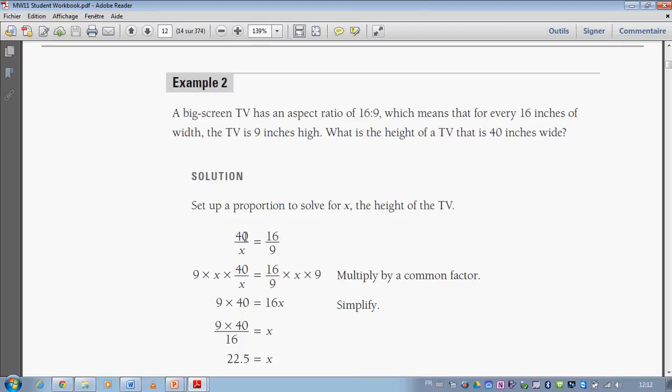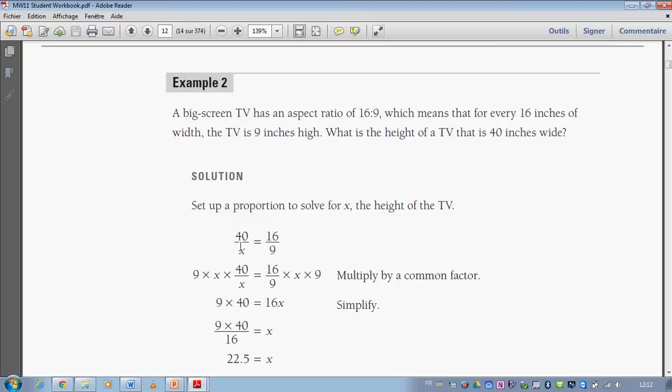So here's your 40 inches right here. If you're going with height over width, then you better make sure that on the other side of your proportion, on this ratio, you also have height, or what was it? Did I say height over width? What is the height of a TV that is 40 inches wide? Yeah, so this is width over height. Sorry, so this right here is width, and this is width, and then this is height right here.